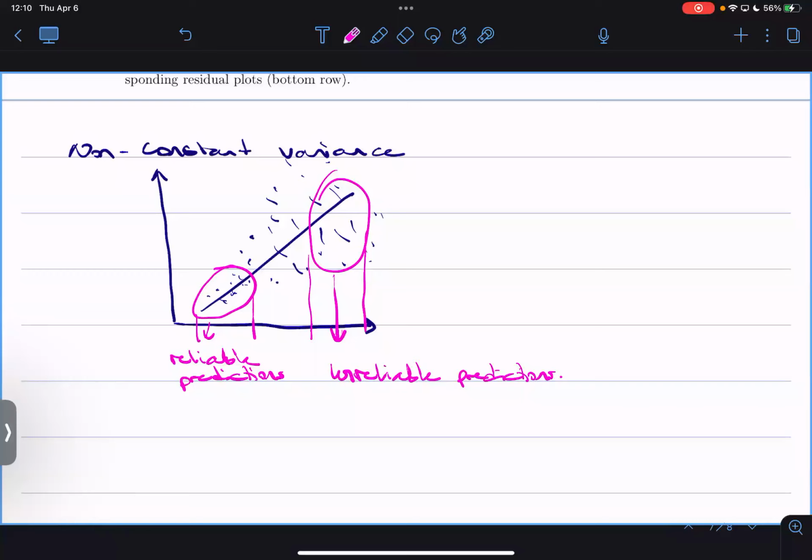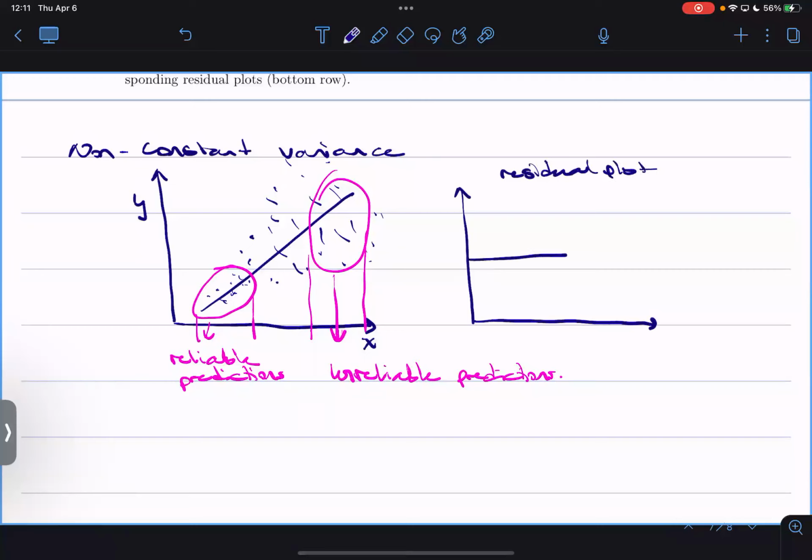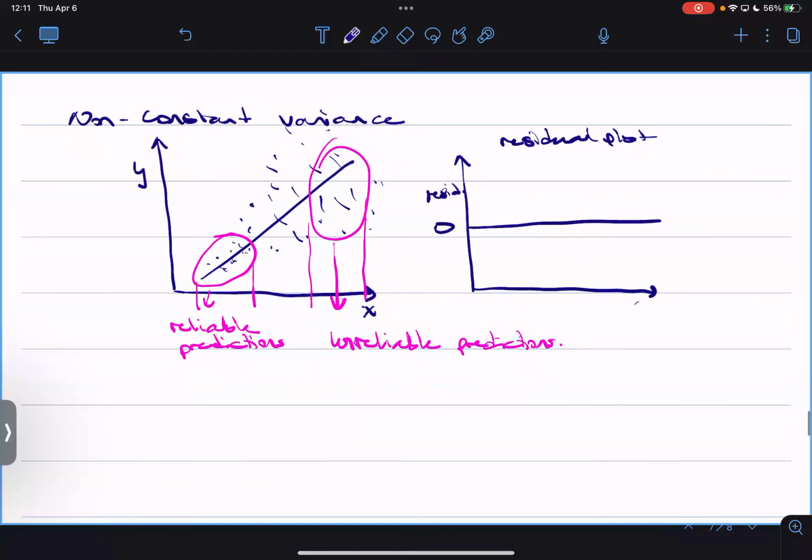And so what that would look like in the residual plot, here's your y and here's your x. Your residual plot around 0, and your x would look something like this, and it would just amplify that kind of explosion, but it would look the same.